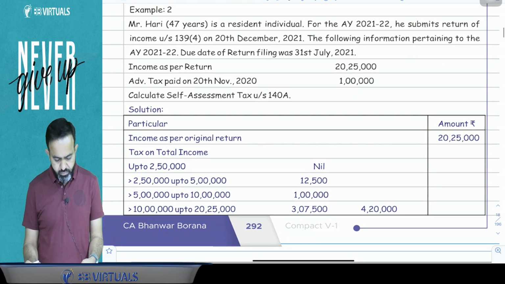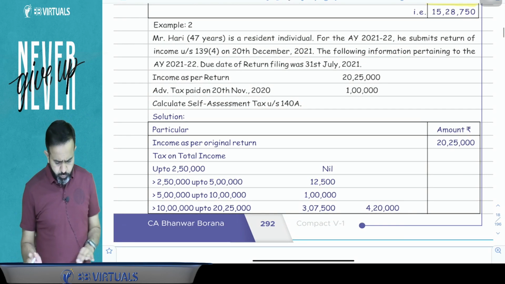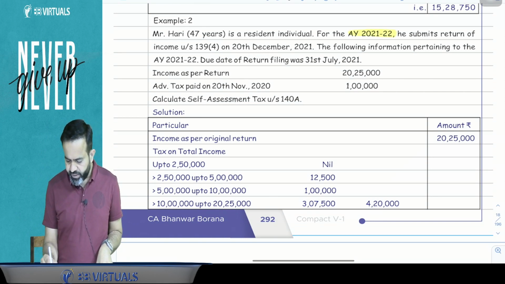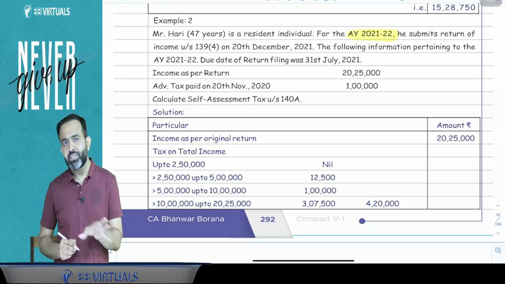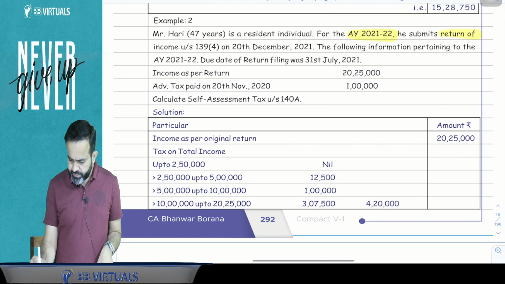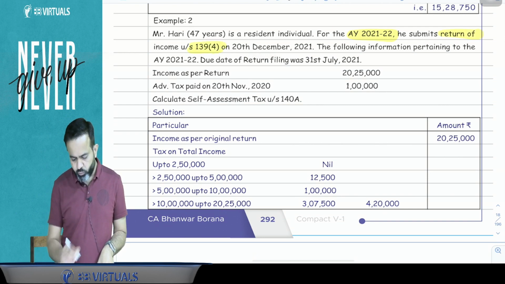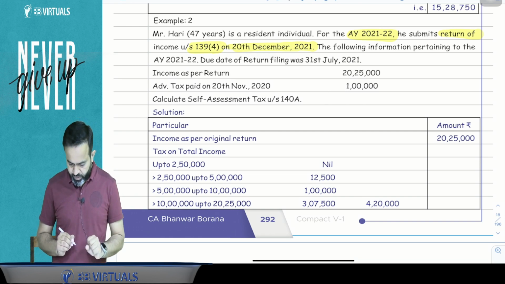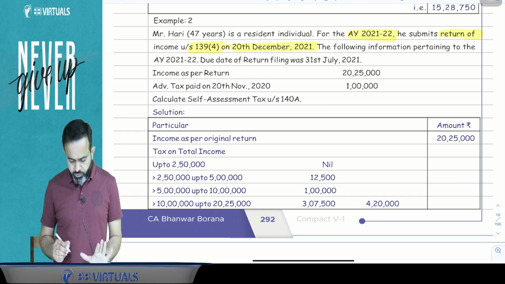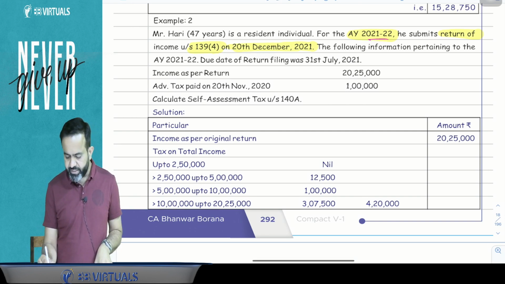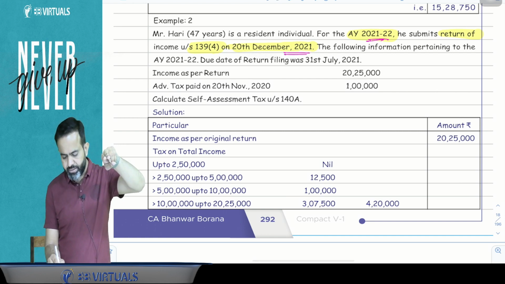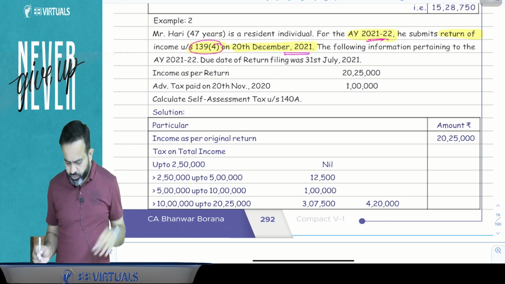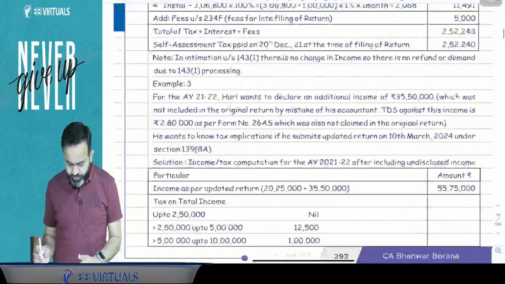Here, Mr. Hari, 47 years, resident individual, for the assessment year 21-22, meaning previous year 2021. He submits the return of income under section 139(4) on 20th December 2021. So he is filing the return of that year on 20th December 2021, under section 139(4). First check whatever is given till there.